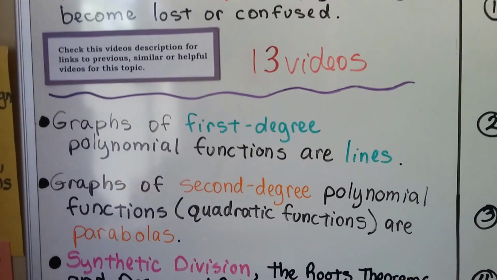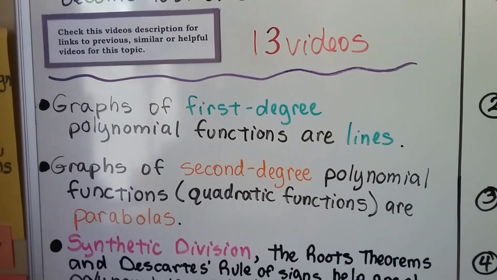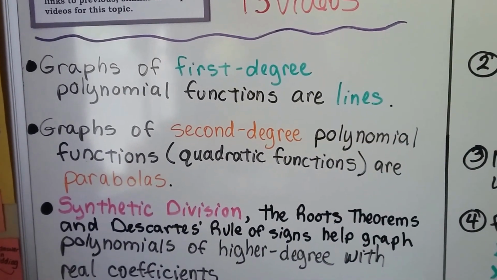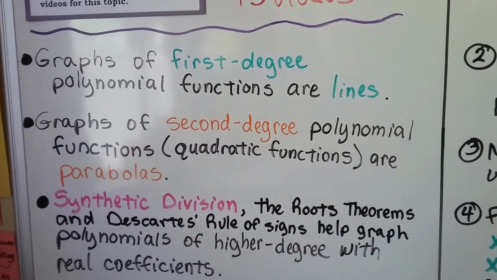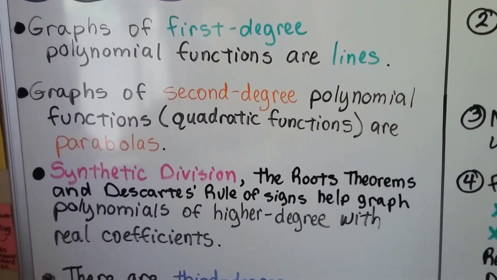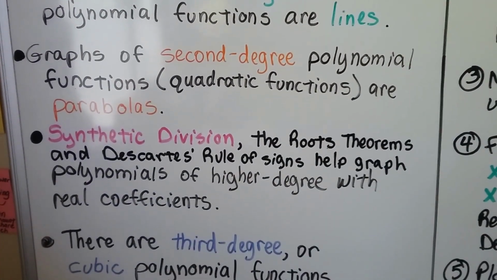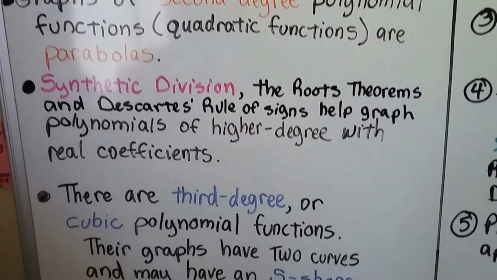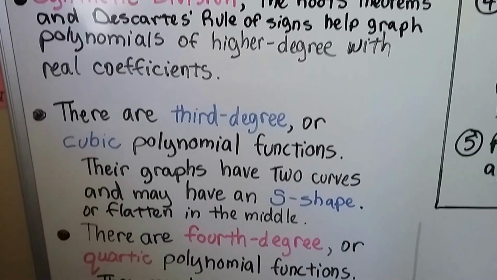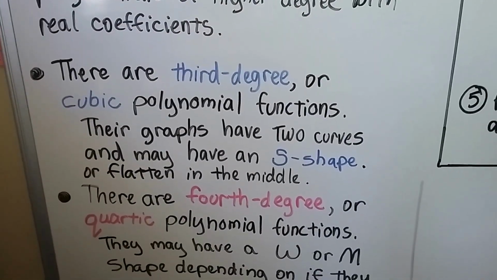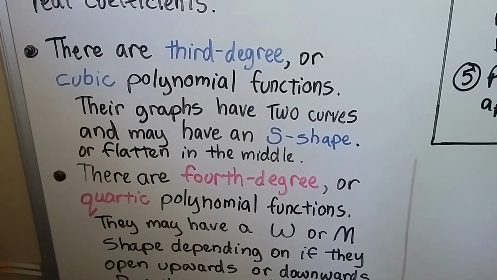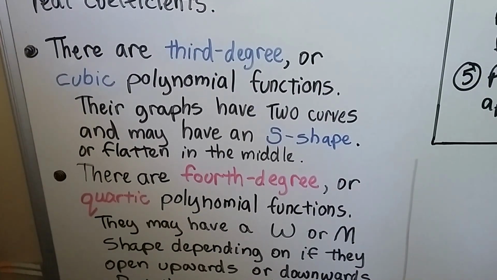Now we talked about in 11.6a how graphs of first degree polynomial functions are lines and graphs of second degree polynomial functions, the quadratic ones, are parabolas. And synthetic division, the roots theorem, and Descartes' rule of signs are going to help us graph polynomials of higher degree with real coefficients. So there are third degree or cubic polynomial functions, and the graphs have two curves and may have an S shape or flatten out in the middle.